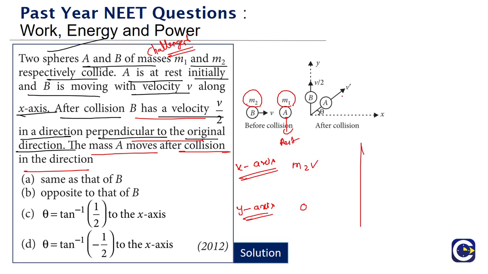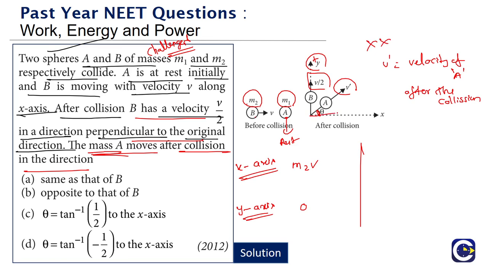Now let us look at after collision. We are assuming that B is moving along the positive y-axis and A, we said, is moving along a direction making an angle theta. B's velocity after collision is given as v by 2. A's velocity is not given. They are asking us to find the direction in which A will move. So we will say v dash is the velocity of A after the collision. Here we are not interested much in this v dash value. We are interested more in this theta, because they are only asking about the direction part.